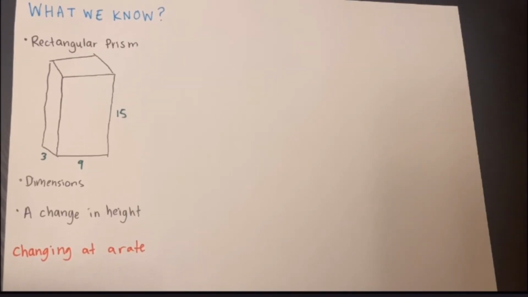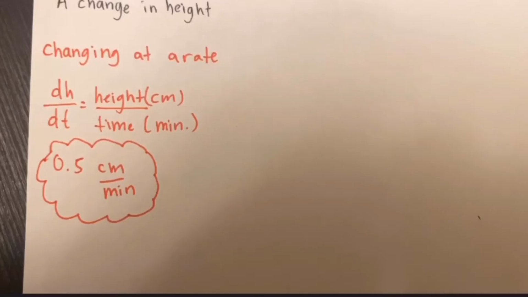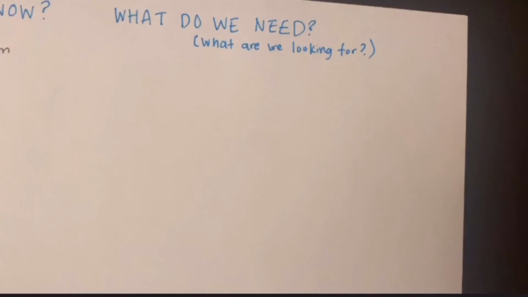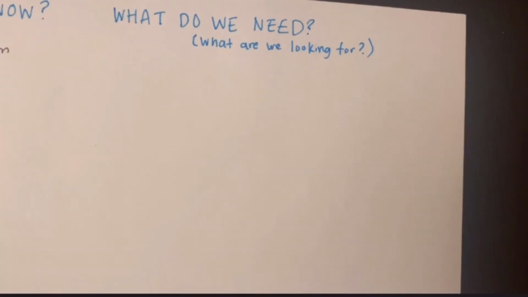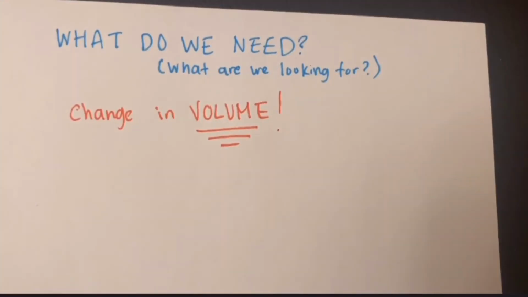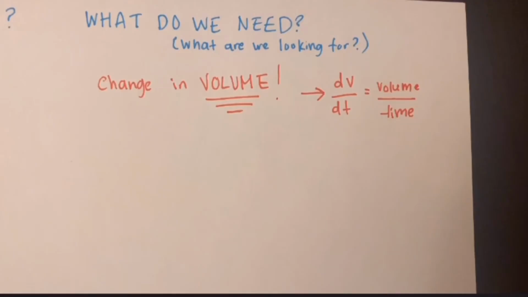It's changing at a rate, and this rate is written as dh over dt, which is the height in centimeters over the time in minutes. This rate is 0.5 centimeters per minute, or 1/2 centimeters per minute. Now, what do we need and what exactly are we looking for? Well, we're looking for a change in volume. The question asks how fast the volume changes. This is written as dV over dt, volume over time.